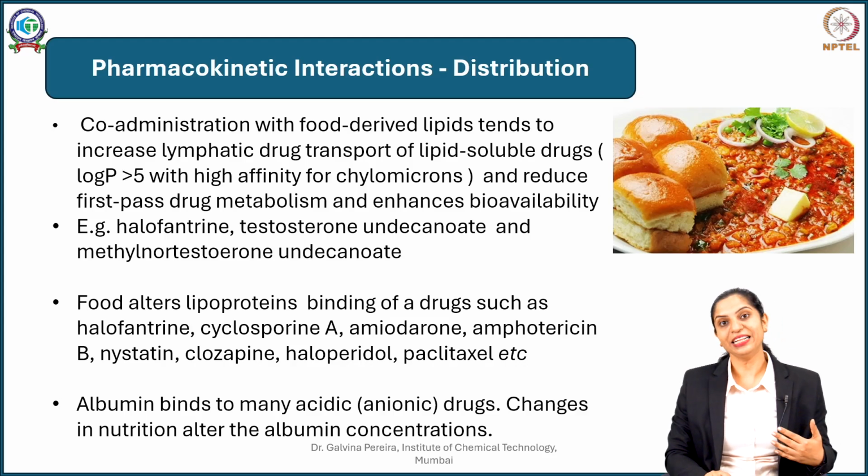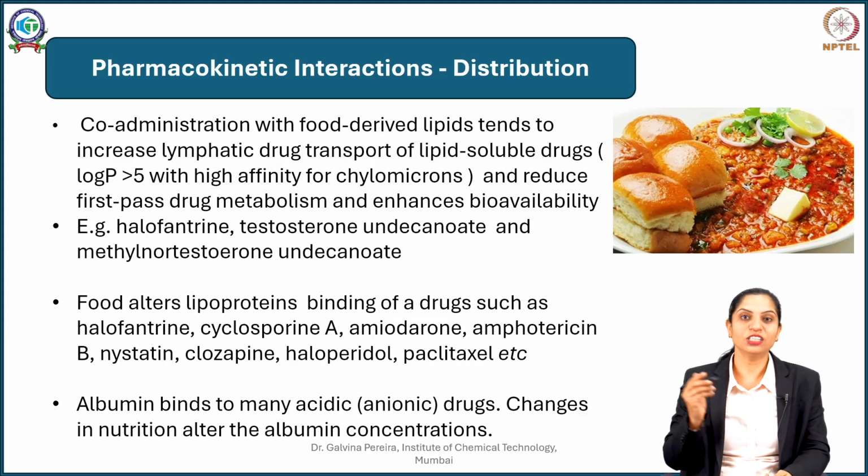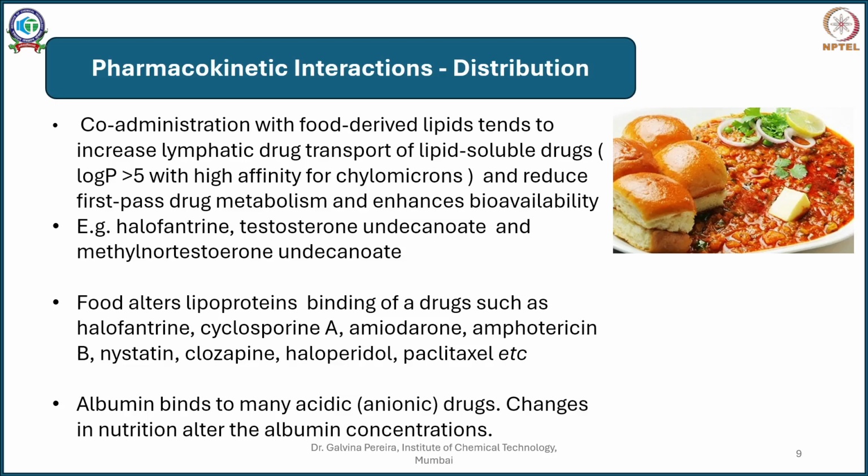Not only that, in your blood, you remember your albumin has the ability to bind to many acidic drugs, especially what you can call anionic drugs. So changes in your food, when you consume an albumin-rich food or protein-rich food, also change the albumin concentration and the ability to bind to drugs. So this is the way in which your food alters the distribution of your drugs.